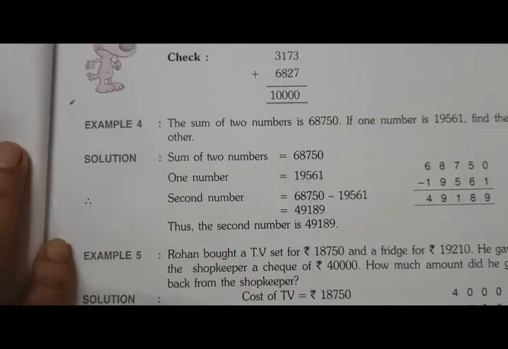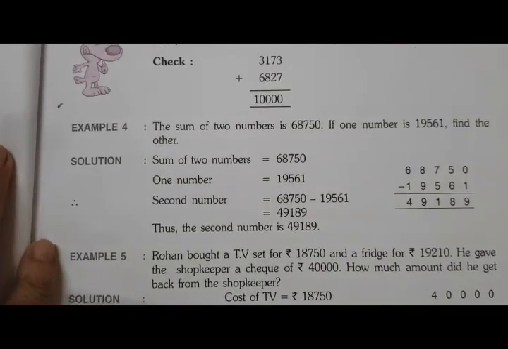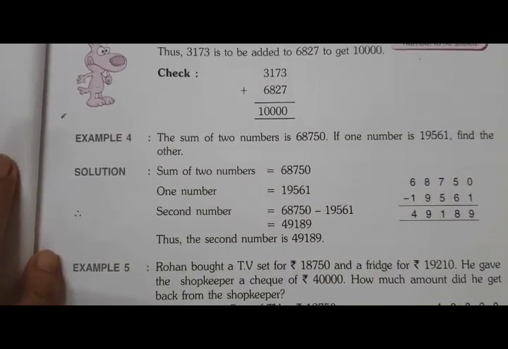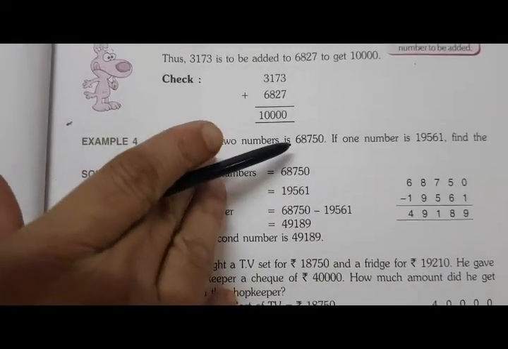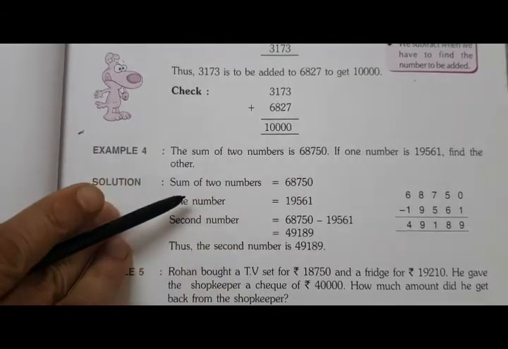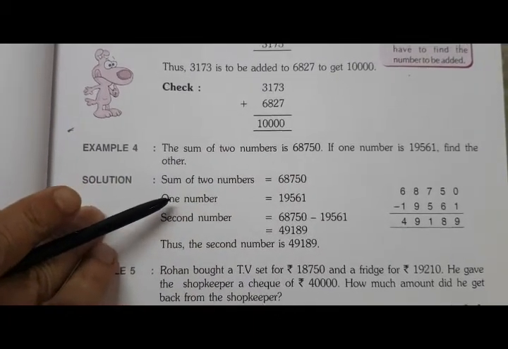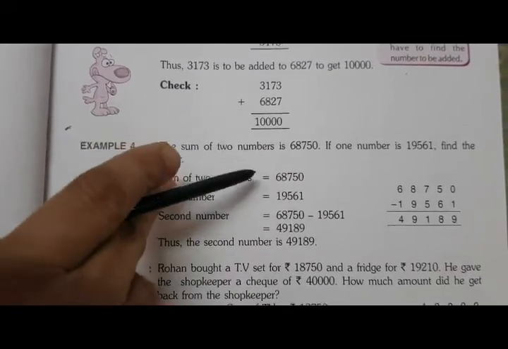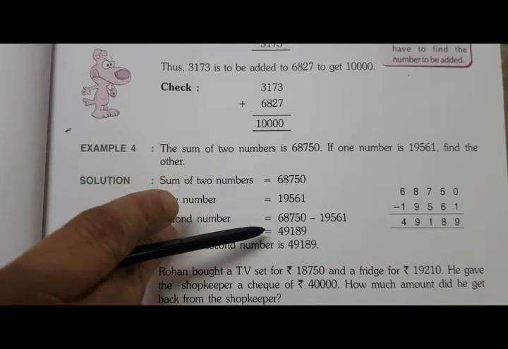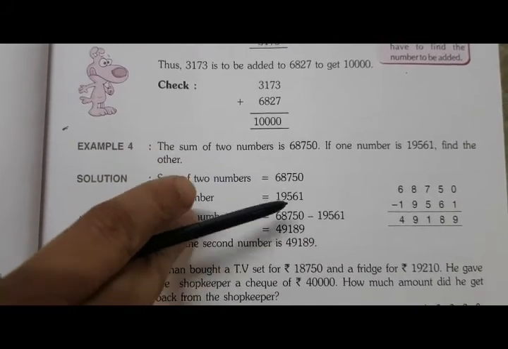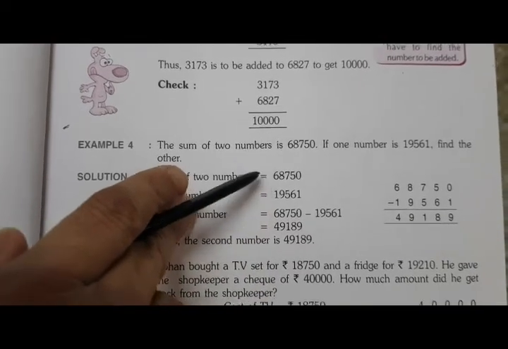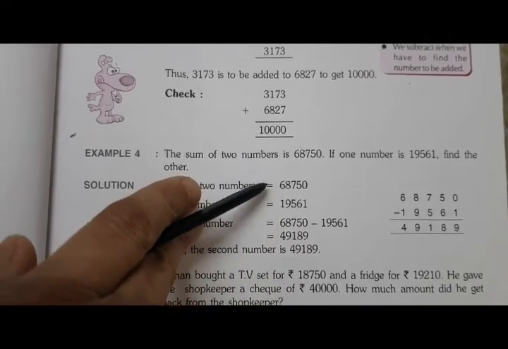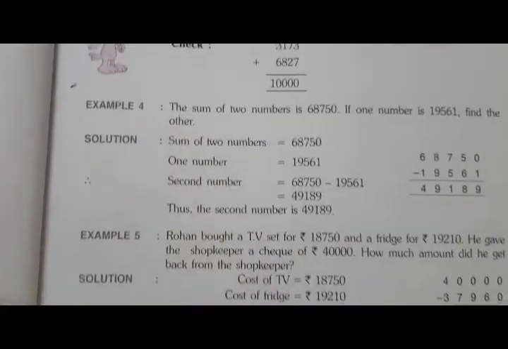Now the sum of two numbers is this. If one number is this, find the other. Sum means add. The sum of two numbers is this, this is the total. One of the two numbers is this, and you have to find the second. So from the total you subtract this to get the second. You got it? How to recheck? You add this and this number and you will get 68,750. That is how you recheck.